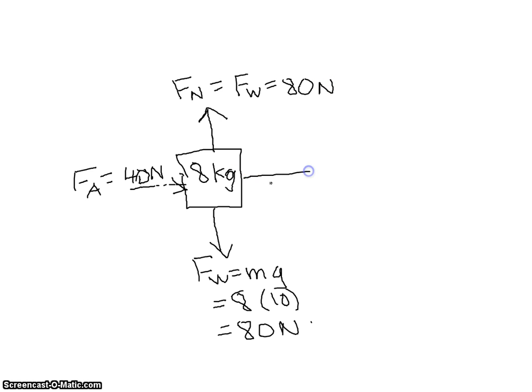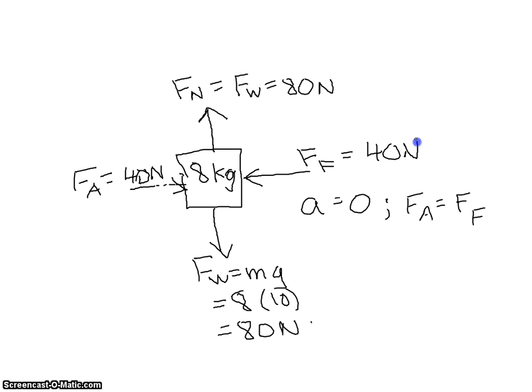Now, when it comes to the friction force, they didn't tell us what it is, but they gave us a clue. They said that the object is moving at a constant speed. Well, if the object is moving at a constant speed, that means our force applied and our friction force have to be the same. Anytime the acceleration of an object is 0, the friction force and the applied force are equal. So with that being said, now we know all of our forces.